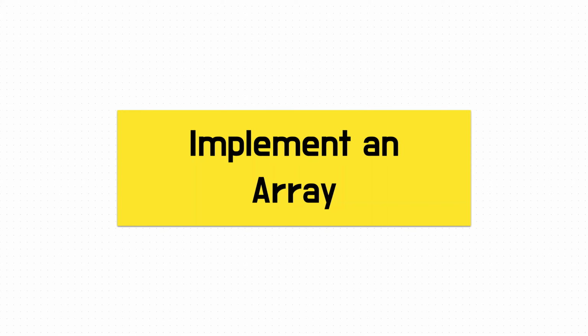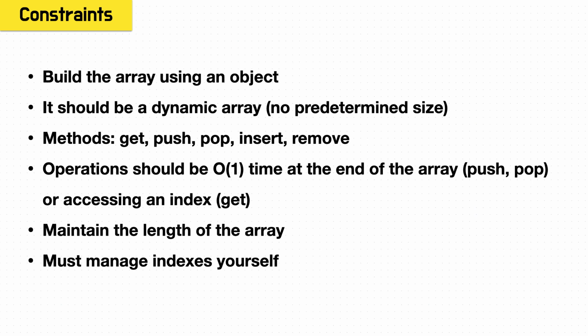Trey here, and in this lesson, we're going to implement an array data structure. We're going to build the array using an object, and specifically, it's going to be a dynamic array, which means it won't have a fixed size and can grow as large as we want it to. The methods we're going to add are get, push, pop, insert, and remove.